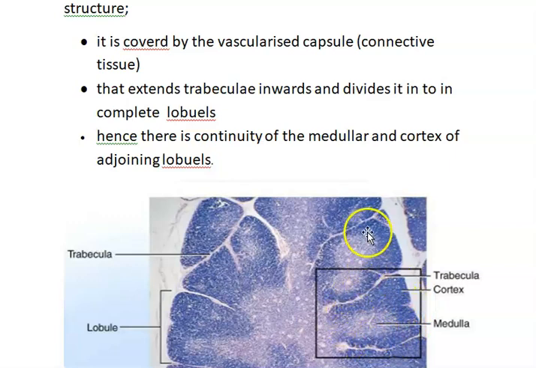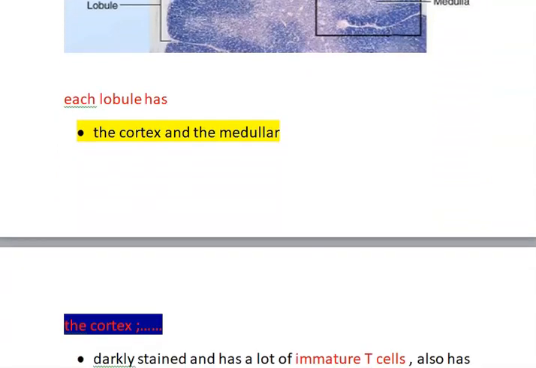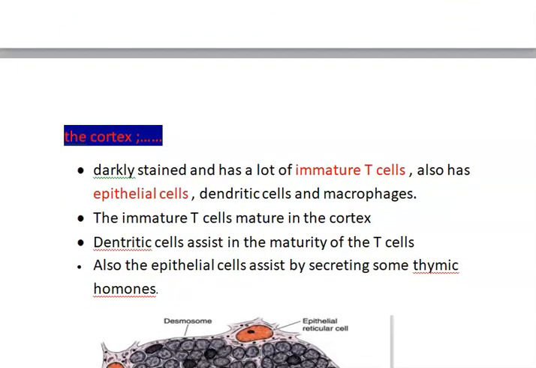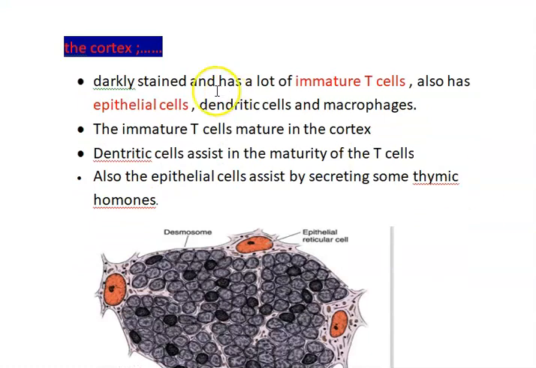When you look at this diagram, you'd find that a lobule has two parts. It has the central part, which is lightly stained, and the peripheral part, which is darkly stained. The lightly stained part at the center we call the medulla. The peripheral part, which is darkly stained, we call the cortex. So let us look into details about the cortex and the medulla. Let us begin with the cortex.